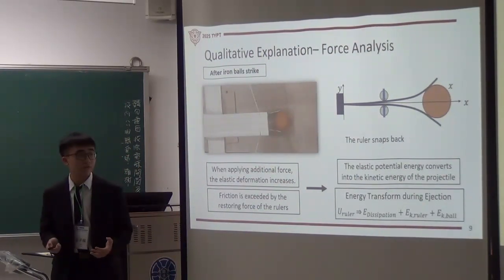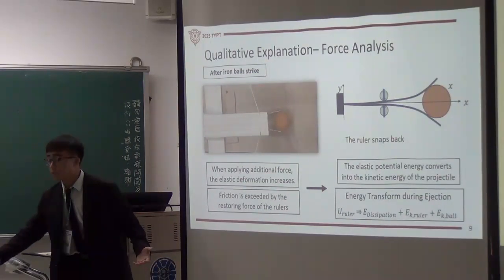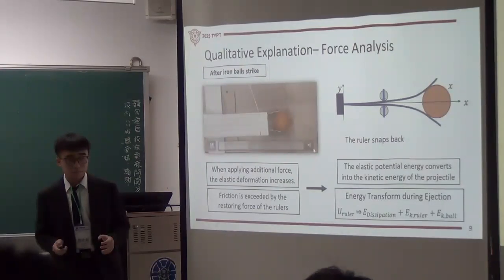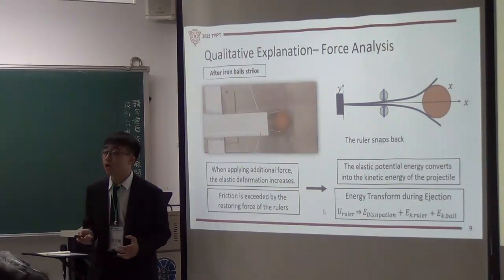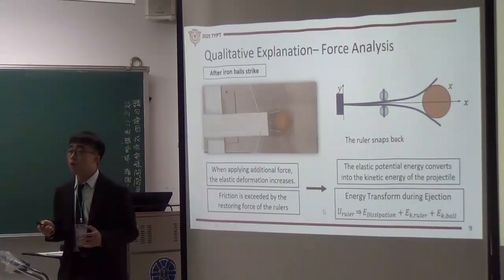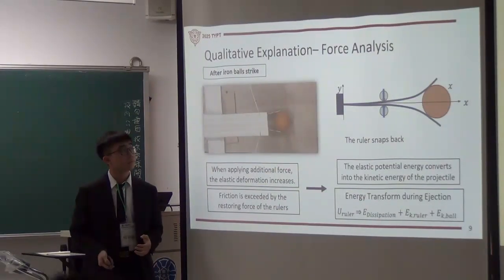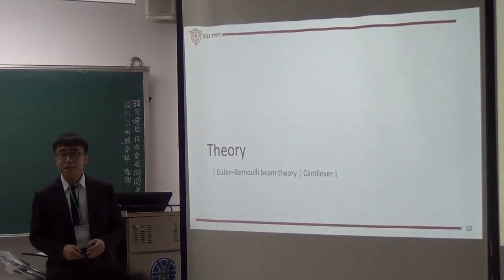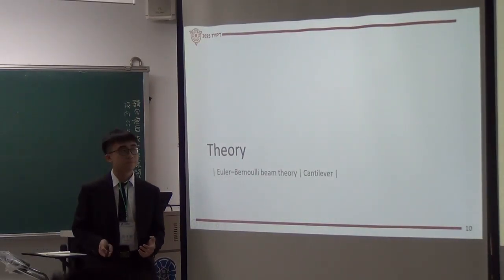So the energy transform process will be like this. The potential energy of the rulers will become the kinetic energy of the rulers and the ball. Also, we have considered the dissipation. Now, let's move on to the theory part.